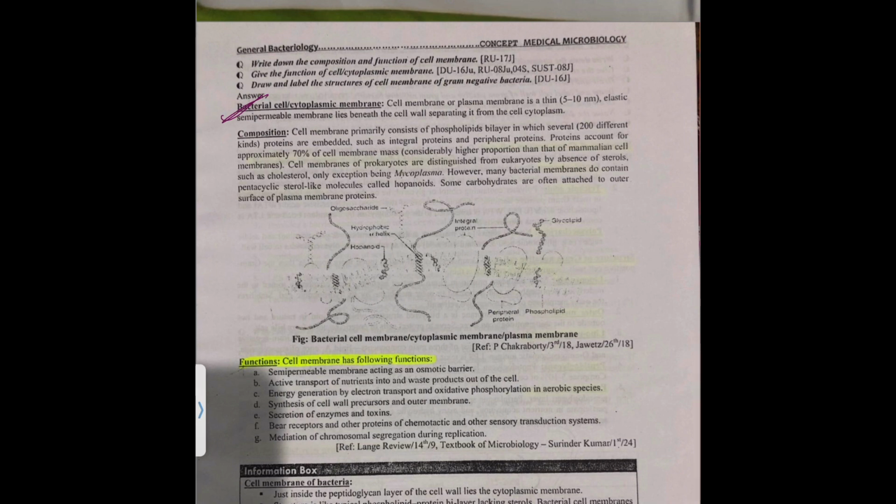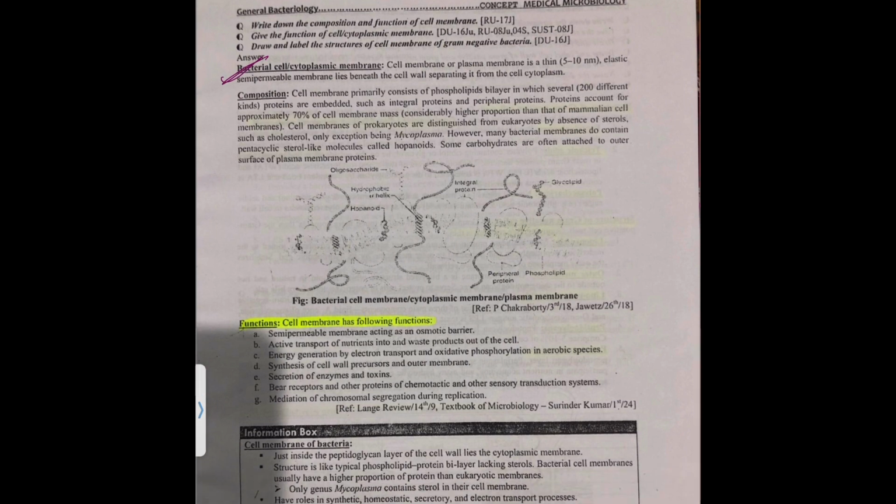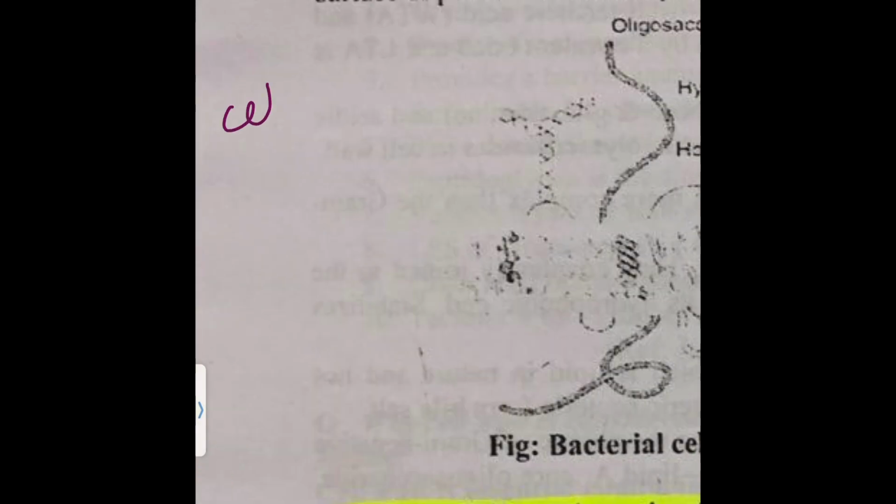Then what is the cytoplasmic membrane? Cell membrane is a lipid bilayer. It is a semi-permeable membrane, and every bacteria has a cell membrane. They have a cell wall also, but only mycoplasma has just a cell membrane. Clear? The cell membrane of prokaryotes is distinguished from eukaryotes by the absence of sterols. So all the bacteria lack sterol. Exception is mycoplasma. So all the bacteria have a cell wall except mycoplasma.